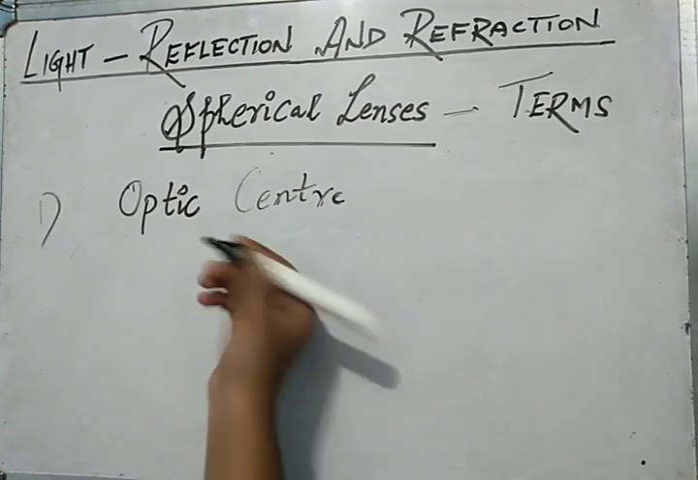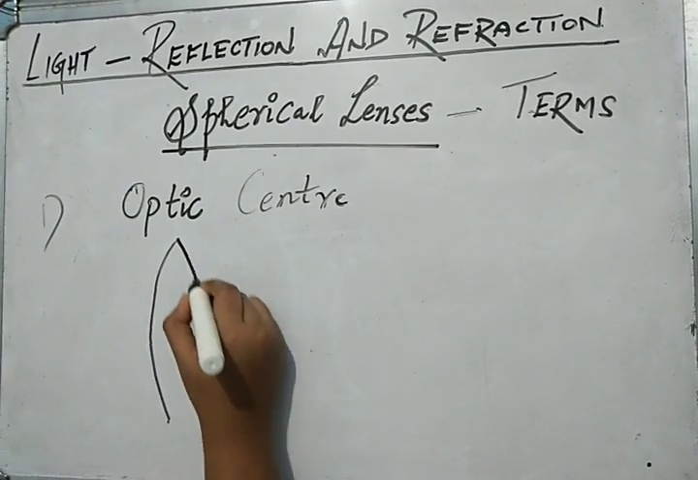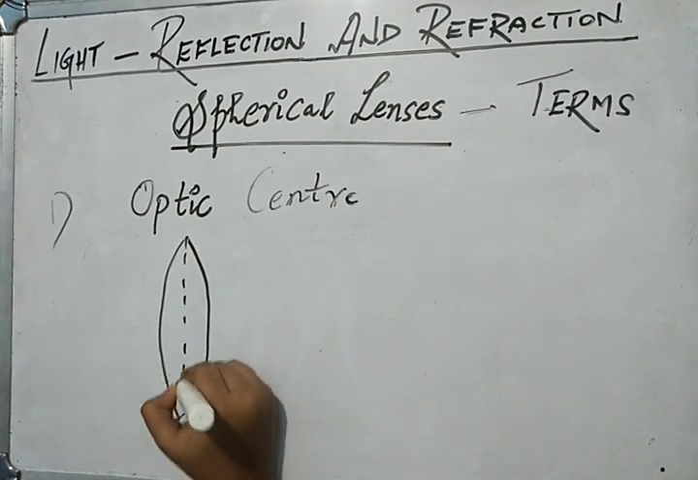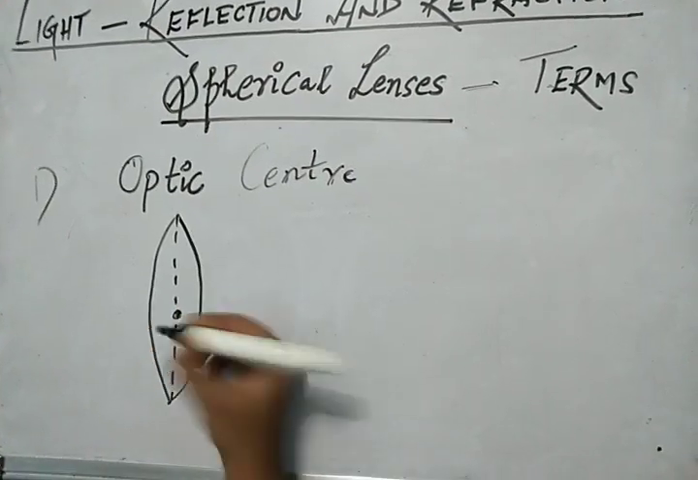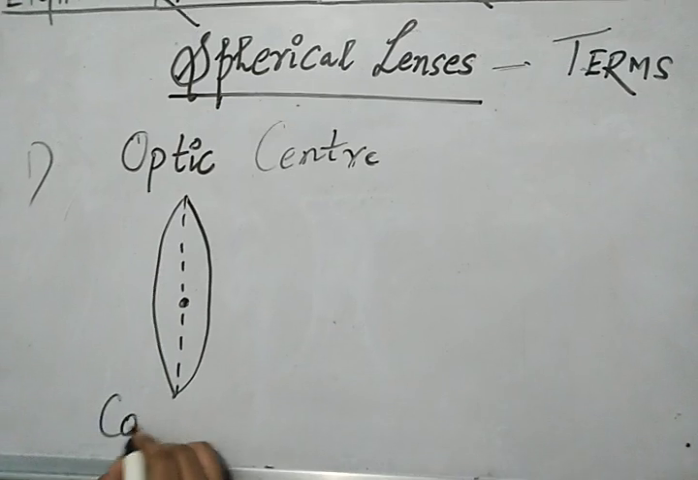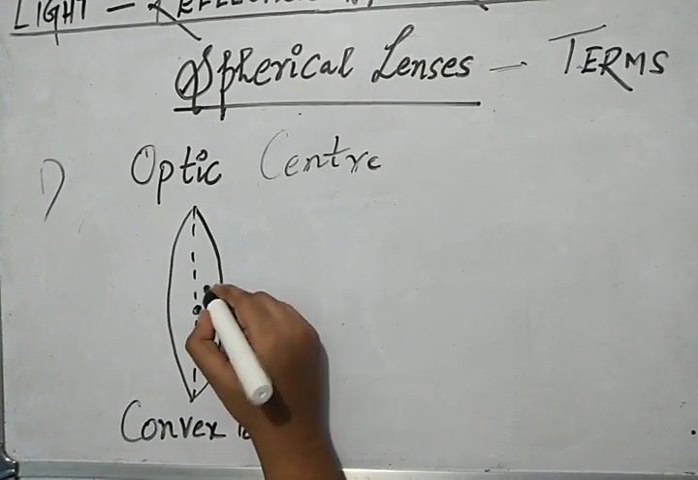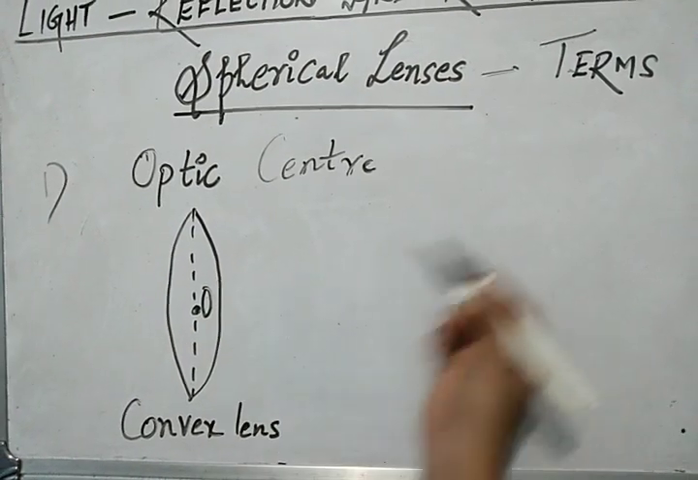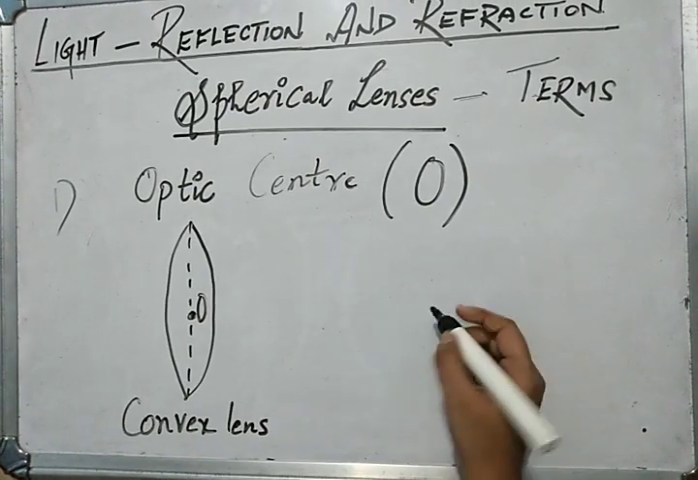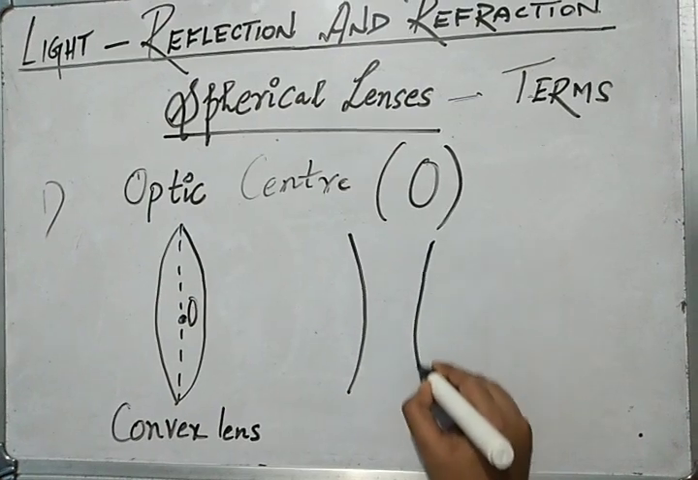Now let me take a convex lens and show you first. This is the convex lens. This point is the center of this convex lens, so this point is known as the optic center. It is represented by the capital letter O. Now with a concave lens, this is a concave lens.